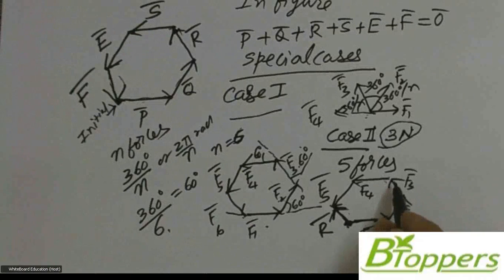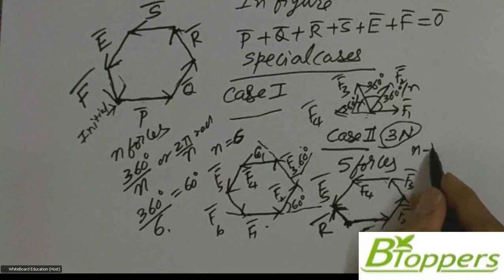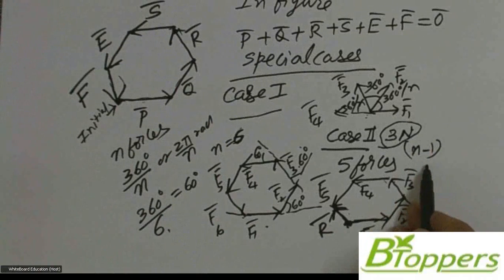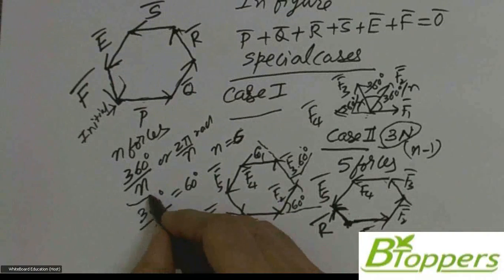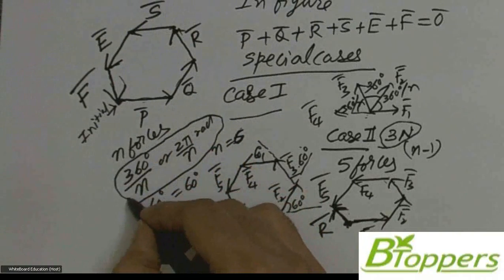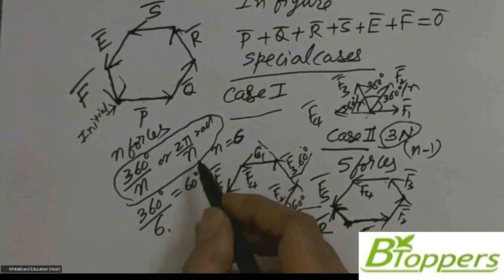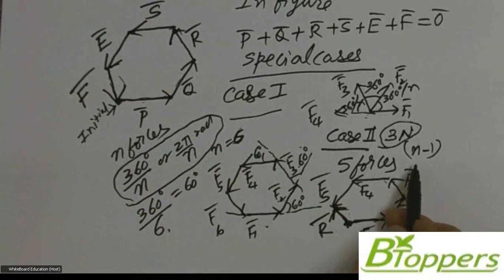So you can write the general conclusion this way. If we have n-1 forces of the same magnitude acting in the same plane, such that each force makes an angle of 360 degrees by n, or 2 pi by n radian, with the previous one, then the magnitude of the resultant will be the same as the magnitude of one of the forces.